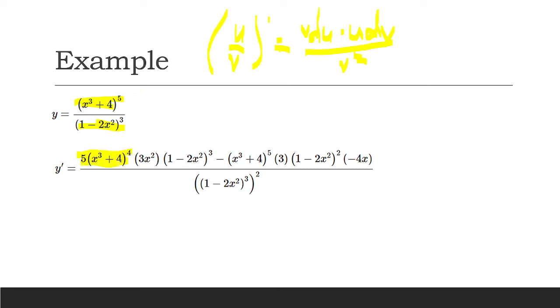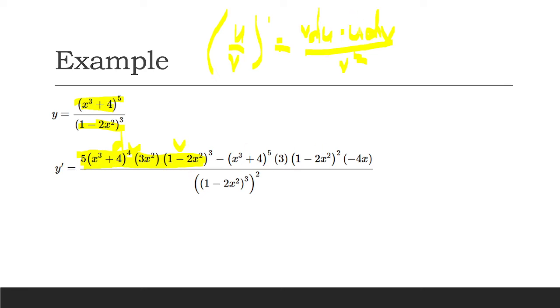And then, we multiply this by the derivative of your inside function. What is the derivative of x cubed plus 4? That is 3x squared. So, this is already your du. And this is your v. So, there it is, we have now formed our vdu.